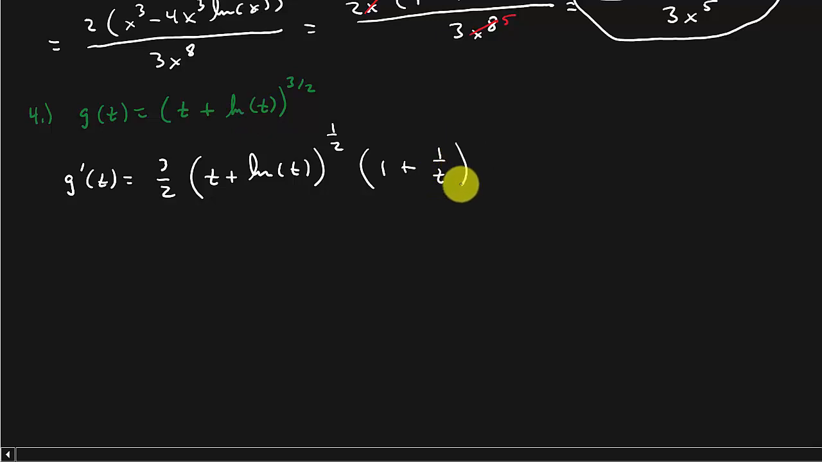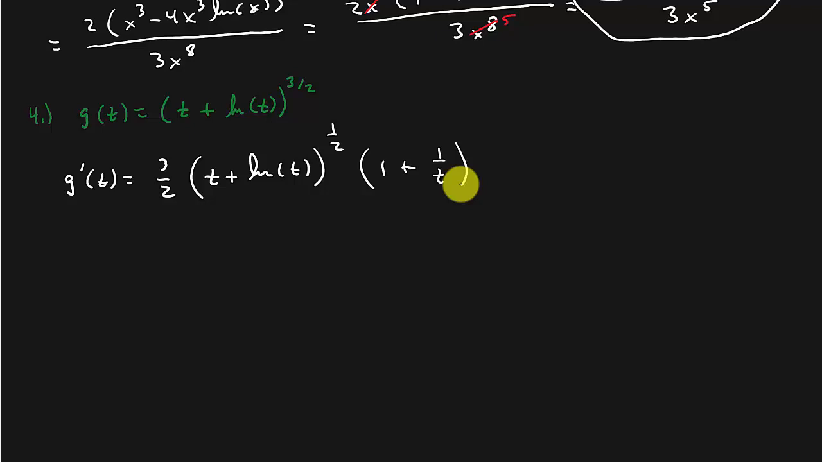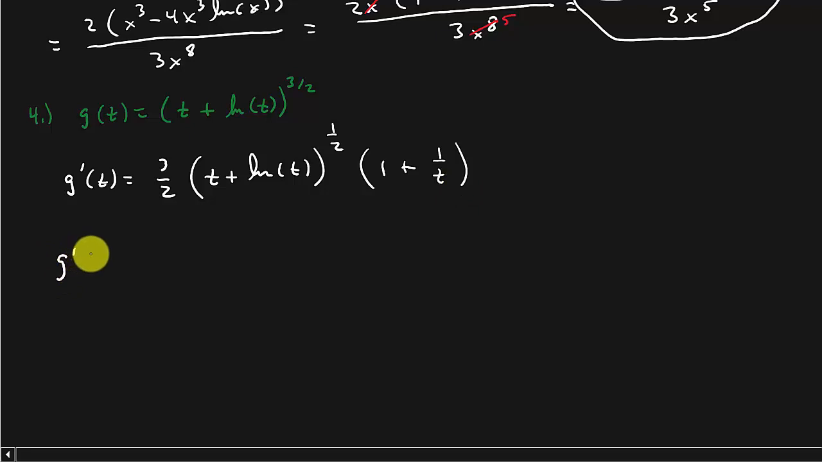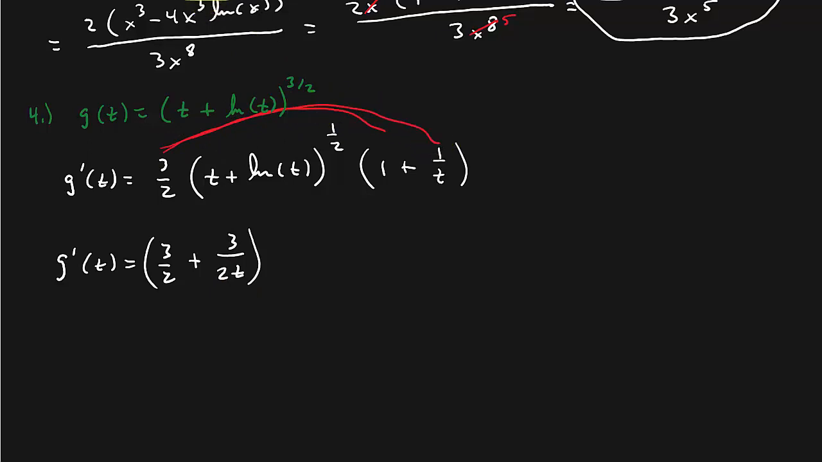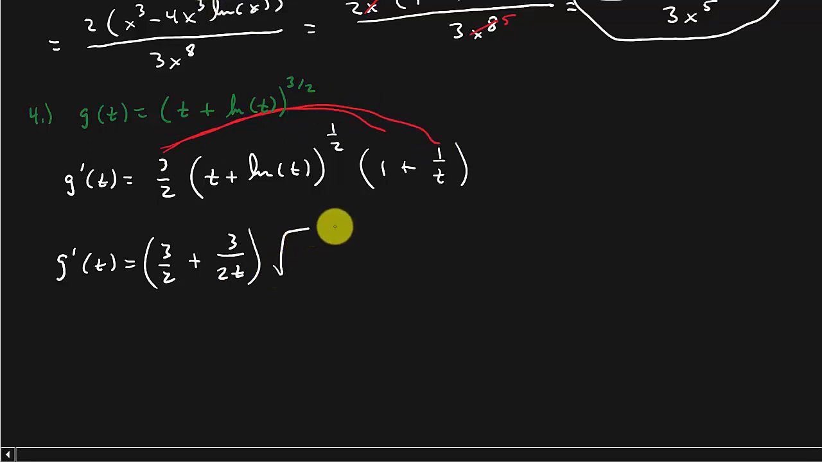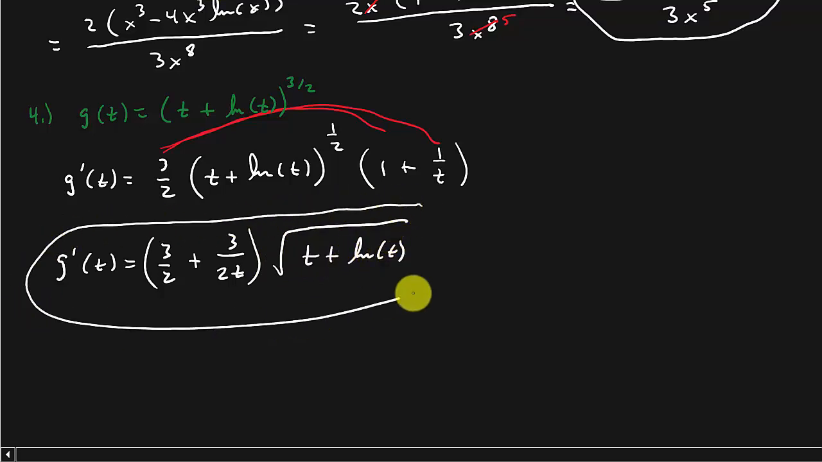And then, how do you want to write this answer? There's not a whole lot more you can do with it. You could leave it like this, or you could write this as 3/2 plus 3 over 2t. So what I did is I distributed the 3/2 into here, and then you could write this as square root of t plus natural log t, or you could leave it raised to the 1/2.